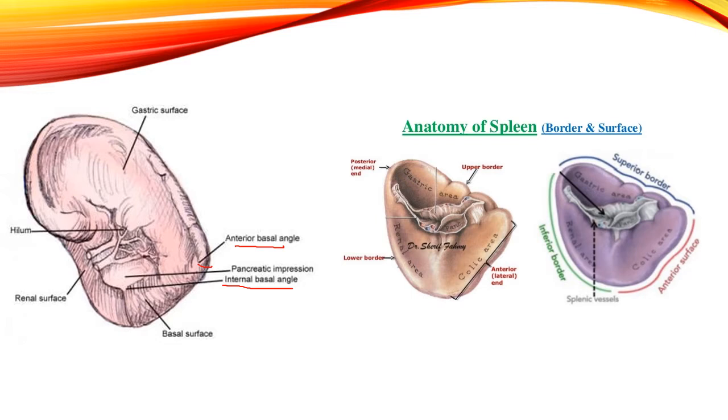Over here you can again see the superior border, the inferior border, and the various surfaces of the spleen. You can see that we have an upper border which is notched near the anterior or lateral end. We have a posterior or medial end, and we have a lower border of the spleen. This view that we are seeing of the spleen is of the visceral surface, and this border which I am highlighting right now is the intermediate border. Between this intermediate border and the upper border we have the hilum of the spleen over here.